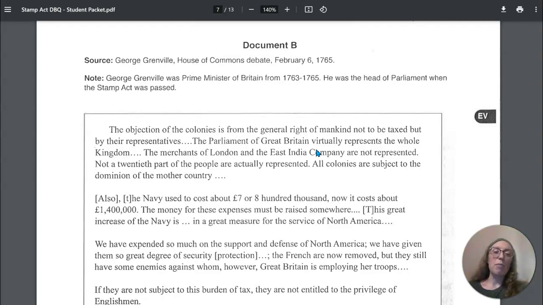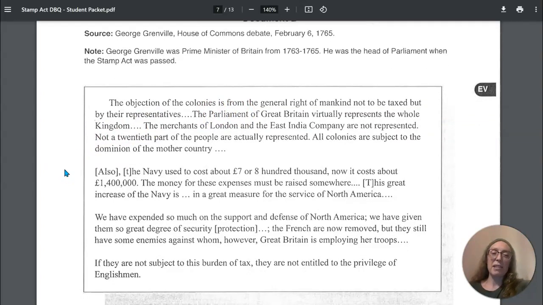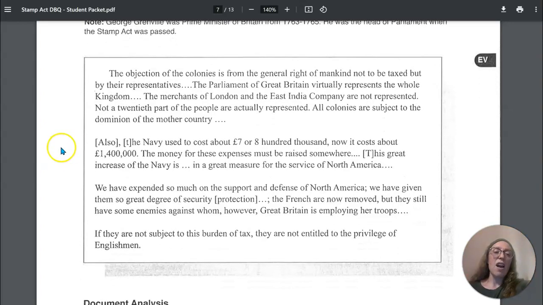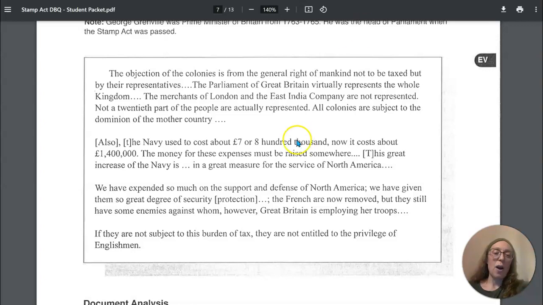So I'm going to look at document B. Prime Minister Grenville would definitely be taking the side saying that it was fair to pass the Stamp Act. So what does he say? I'm going to take a look at this. My reason was Britain was spending a lot of money, so I'm looking where it talks about money. I have here the 700 or 800,000 pounds to 1.4 million pounds. That is data that could be used, but I wonder about using what comes after that.